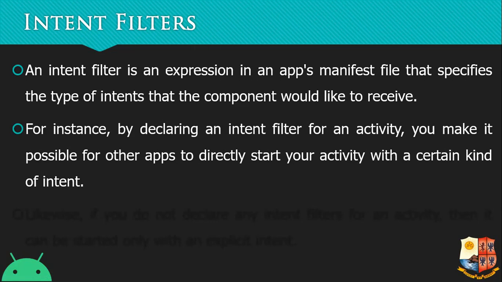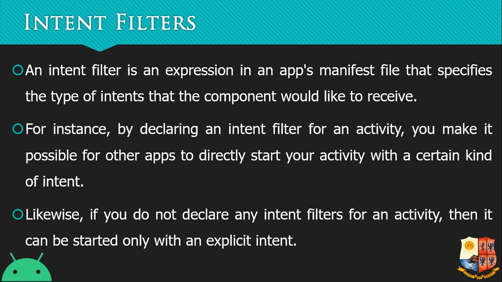Now for example, if I am creating a browser app, okay, I will tell in the intent filter saying that I will be able to open URLs. Okay, I'll be able to process URLs if you find. So next time somebody clicks on a URL, my Android system will also recognize my app as one that can view a URL. Okay, keep that in mind. Likewise, if you do not declare any intent filter for an activity, then it can be only started with an explicit intent. Please remember that. If there is no intent filter, you cannot open an implicit intent.